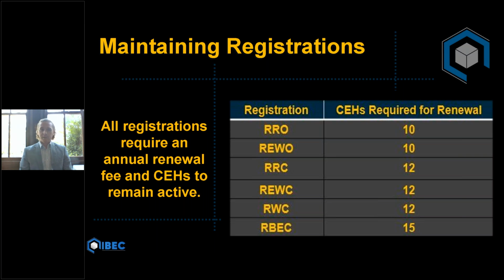So depending on which professional registration you hold, there are a certain number of continuing education hours required each year. Our observer designations, the Registered Roof Observer and Registered Exterior Wall Observer, have 10 CEHs required each year. Our consultant designations, the Registered Roof Consultant, Registered Exterior Wall Consultant, and Registered Waterproofing Consultant, are all 12 CEHs per year. And if you hold all 3 of those consultant designations, then you are at a very prestigious level with the RBEC, the Registered Building Enclosure Consultant designation, and that requires 15 CEHs per year.